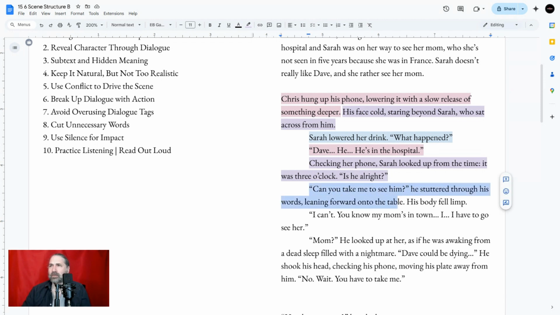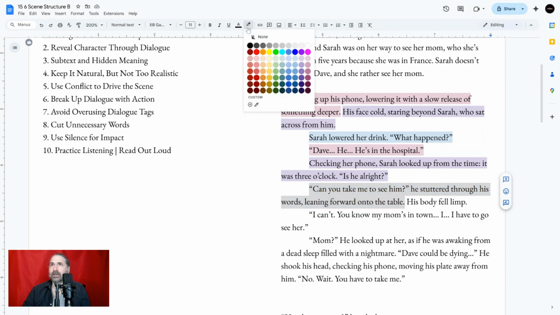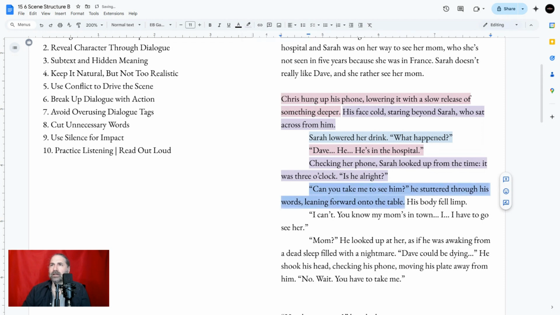"Can you take me? All right. Can you take me to see him?" "He stuttered through his words, leaning forward on the table." This is character and plot because it's moving the plot forward. "Can you take me?" And it creates the conflict. "His body fell limp." Technically, this is plot because it's showing how the emotions are moving through him, but it is more importantly just character, right?